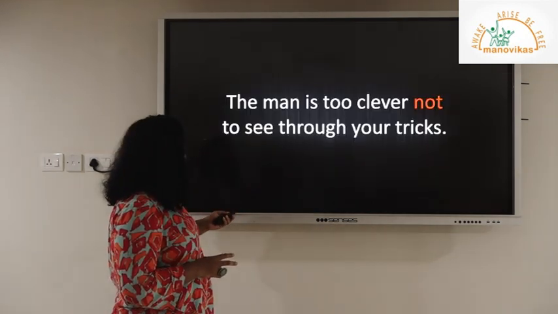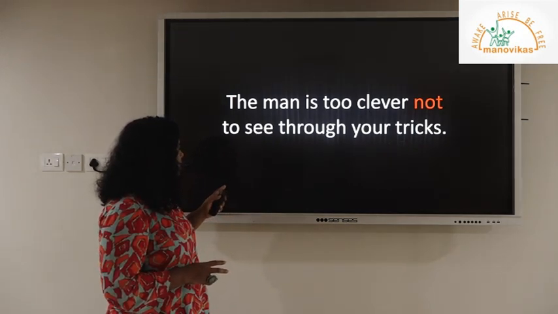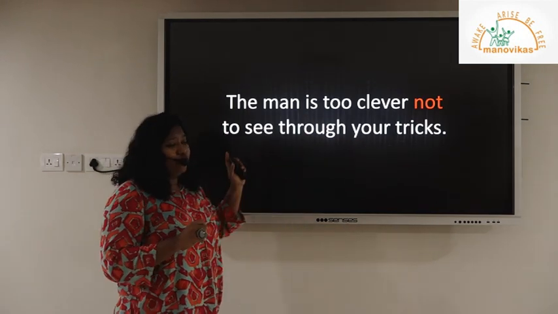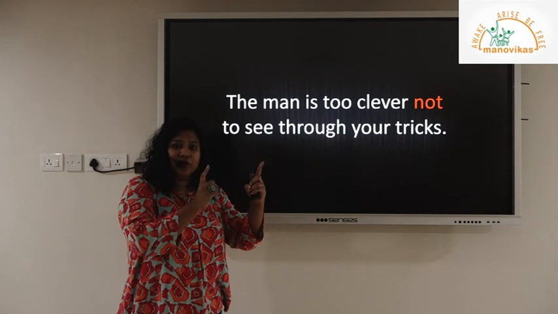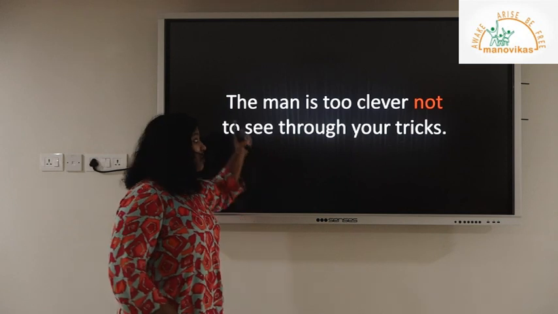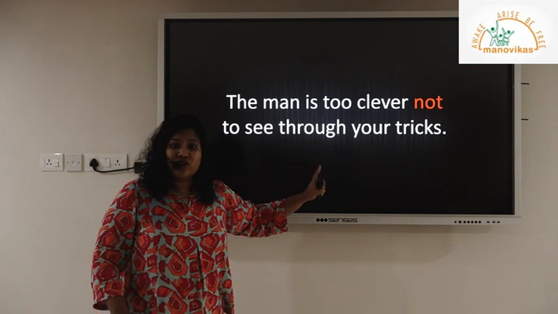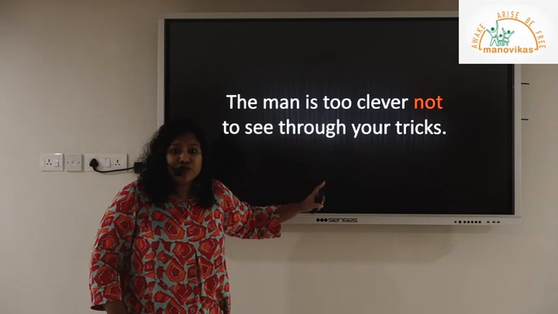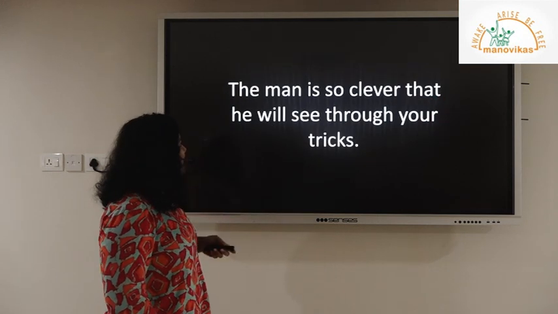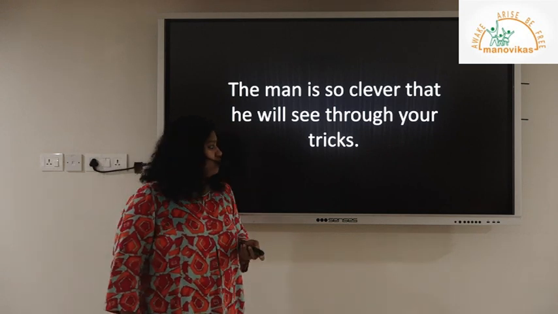Alright, let's look at the other sentence. The man is too clever not to see through your tricks. Again, not. So the word not is there. If you looked at the previous one, since it was a positive sentence, I used not when I was transforming it. Now this sentence already has not. So what do I do when I transform it? I remove the not and I make it a positive sentence. So the man is so clever that he will see through your tricks.